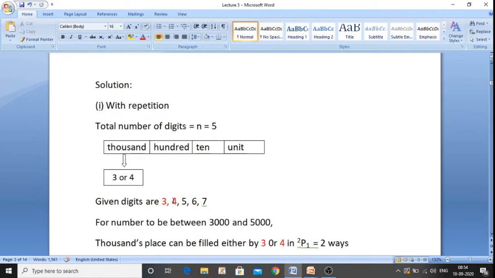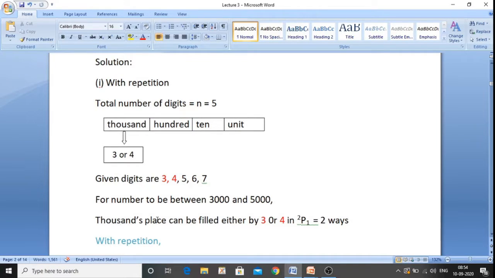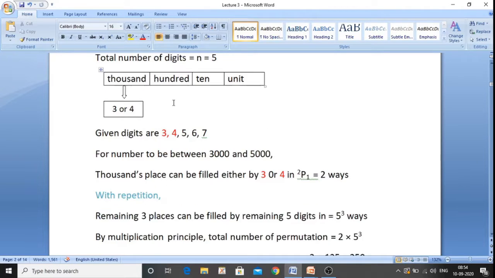So I have given here by red color, that 3 and 4 are applicable in the thousand place. Therefore, the thousand place can be filled either by 3 or 4 in 2P1 ways, because there are two digits and one place. So 2P1 is equal to 2 ways. Now, the condition is that the number is with repetition.